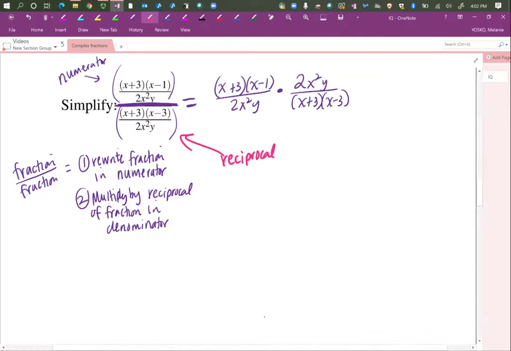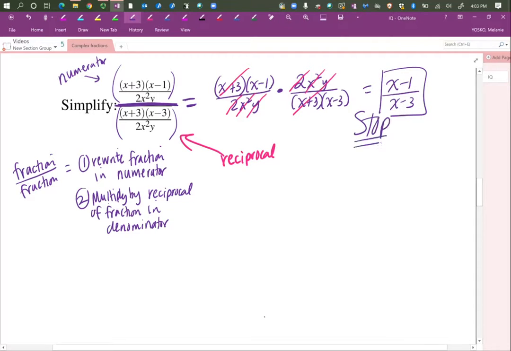If you notice, there is a 2 in this denominator and in this numerator. Since it's all multiplied, I can cancel them. I have an x squared in the denominator, an x squared in the numerator. I have a y in this denominator, a y in this numerator. Since it's all multiplied, it's the same as saying y is in the numerator, y is in the denominator. Those cancel. Now let's look at the other pieces. x plus 3 is in the numerator and in the denominator. So your answer is x minus 1 over x minus 3.